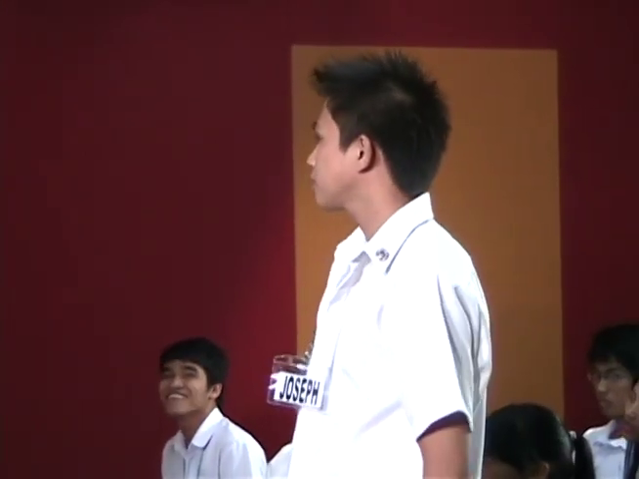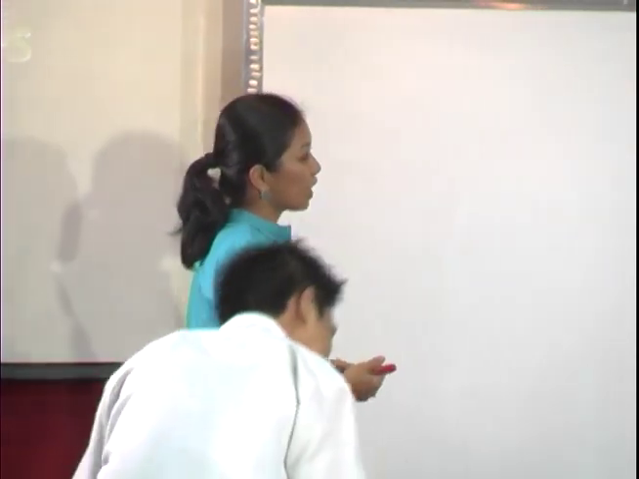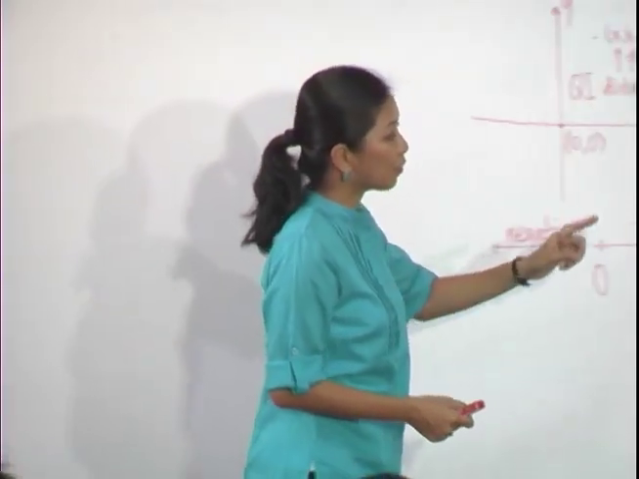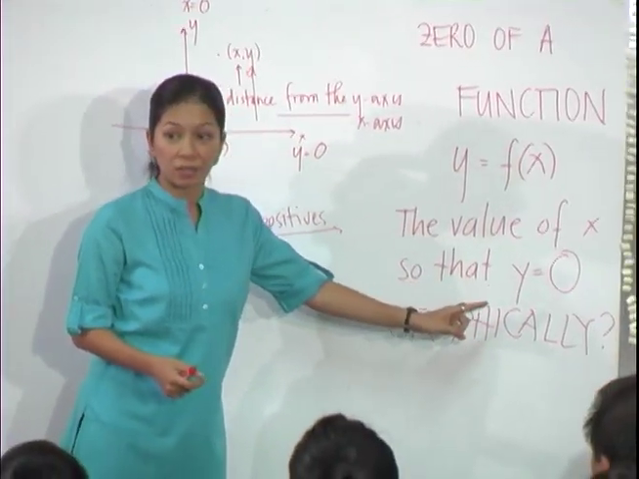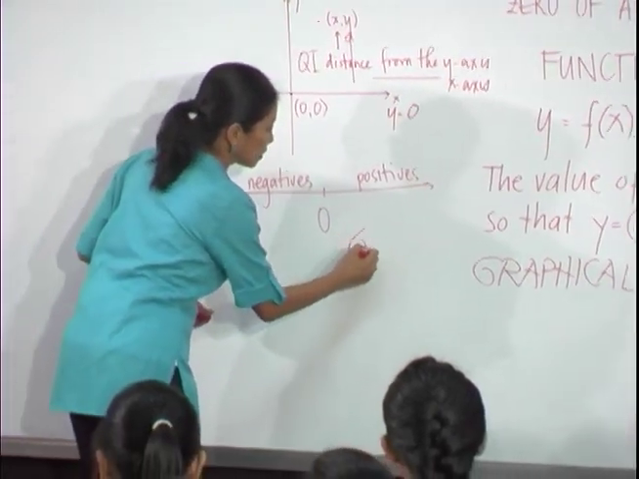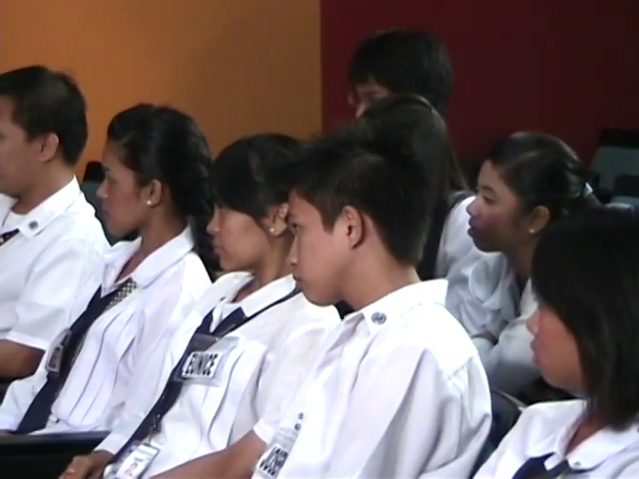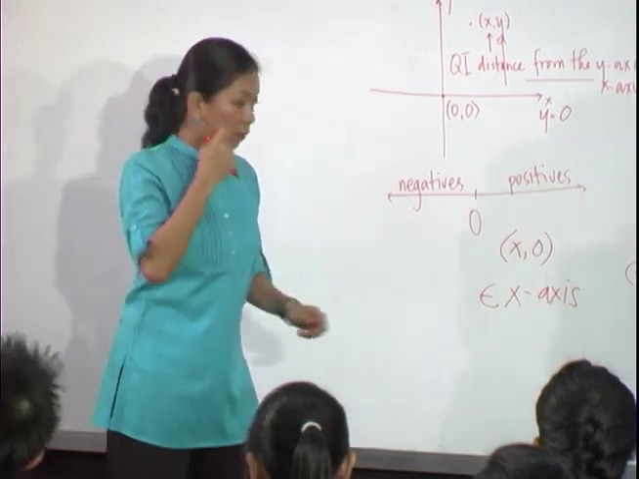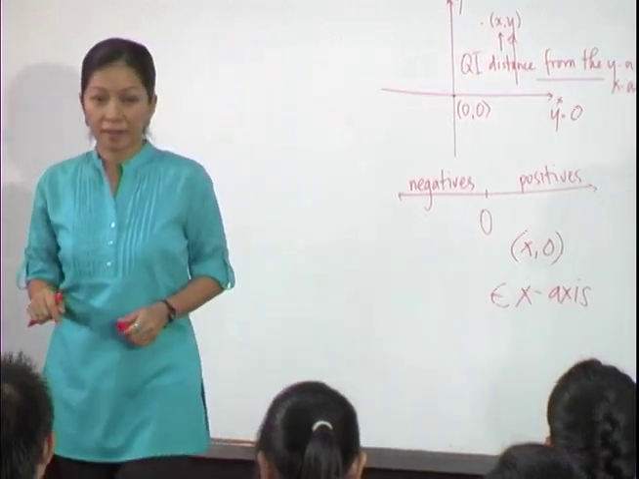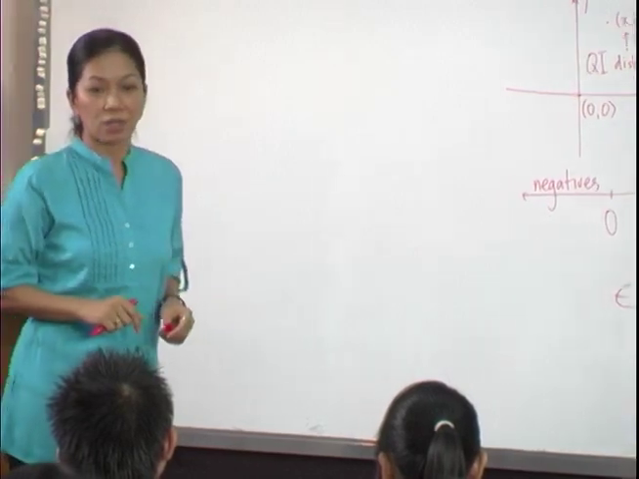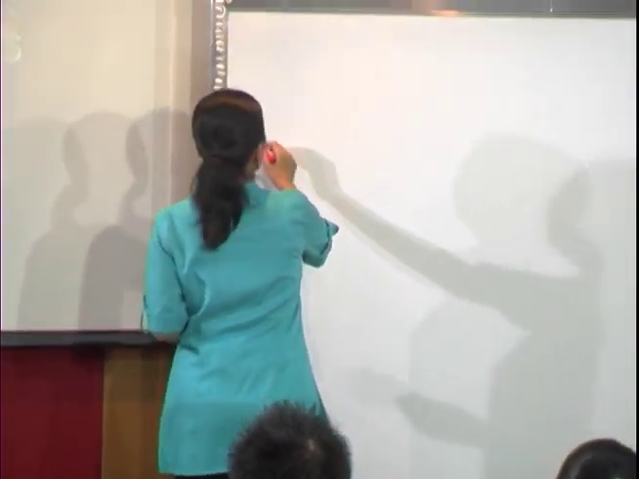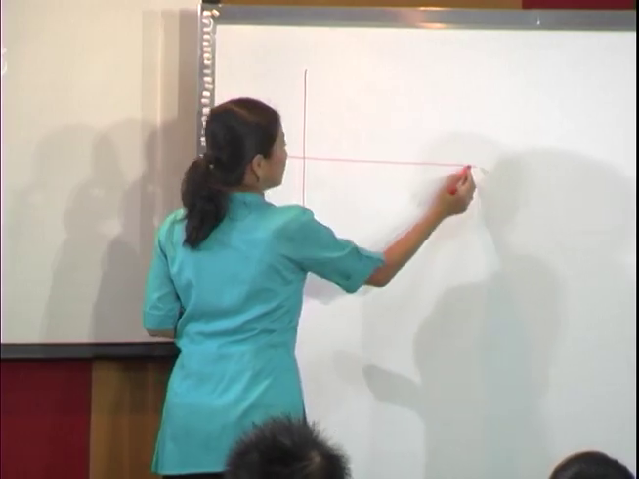When we say zero of a function, the graph actually intersects at the x-axis. Very good. Okay. When you say this is the zero of a function, that means at that value of x, y is equal to zero. And if you have something like this, then this, of course, belongs to the x-axis. So if there is a part of your graph with this coordinate pair, then that point lies on the x-axis.